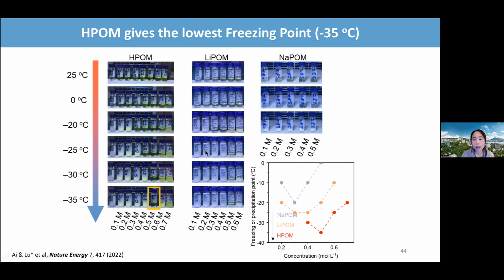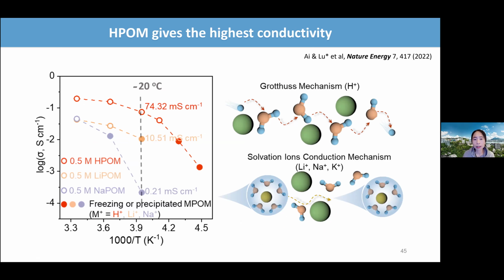And then next, of course, is the freezing point. The HPOM, we detect down to negative 35 degrees Celsius, at 0.5 molar is still maintained in liquid form. But other types of cation are already frozen at much higher temperature. And so this again further indicates the proton POM is a very critical factor if we want to maintain a low freezing point.